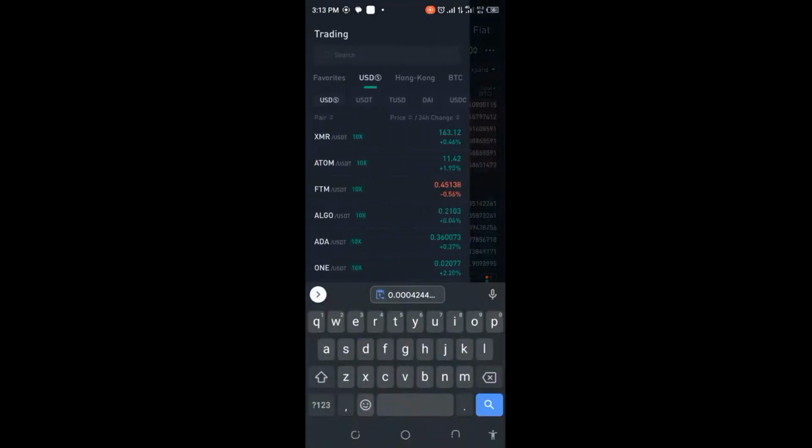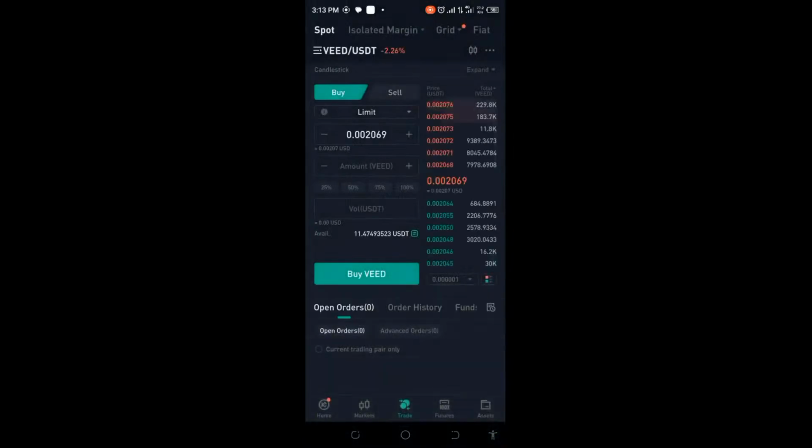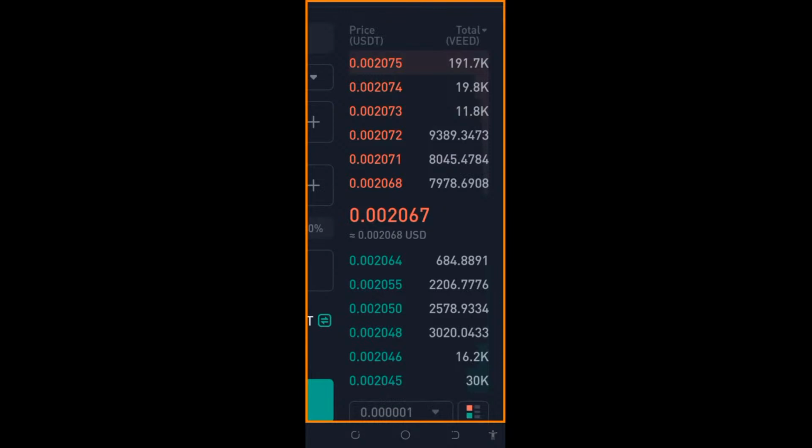Go back to VEED BTC. We saw that with the limit order, but using the submissions in the order book, we should be able to make profit. Let me see whether that's possible. We have a good one. Let's see.